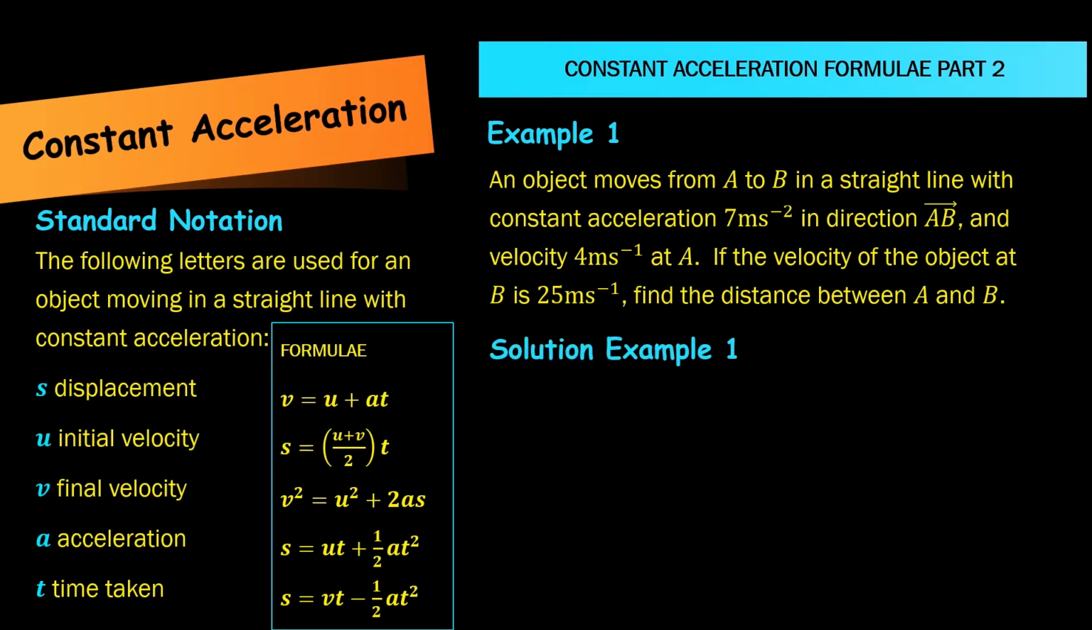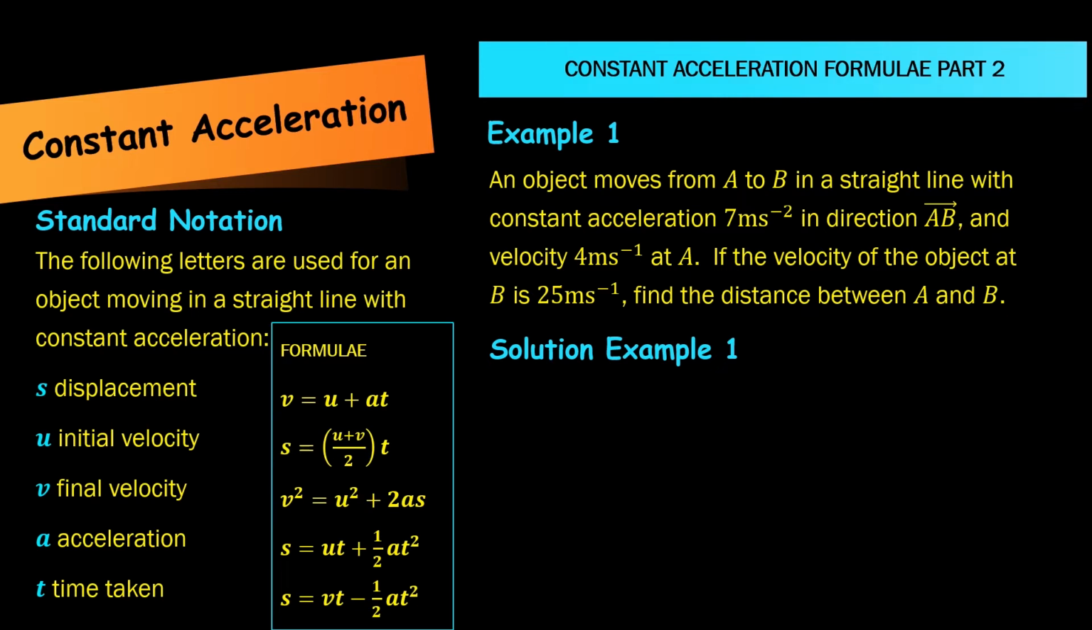So let's solve this. We have that an object moves from A to B in a straight line with constant acceleration 7 meters per second squared in the direction AB and velocity 4 meters per second at A. If the velocity of the object at B is 25 meters per second, find the distance between A and B.